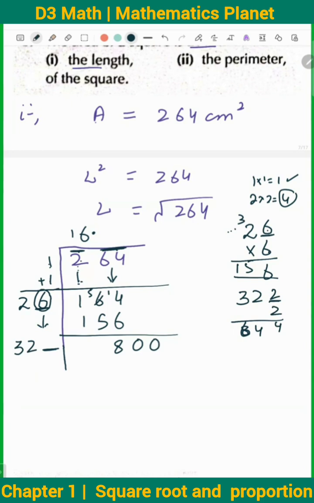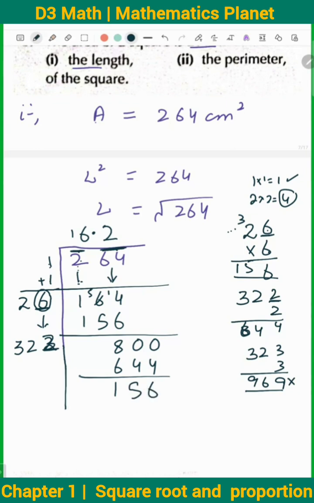Okay, so we can go with 2 because it is coming 644, or 3, it's going to come 969, which will be greater. So we can go with 2 and we will get 644. So 800 minus 644, we will get 156.